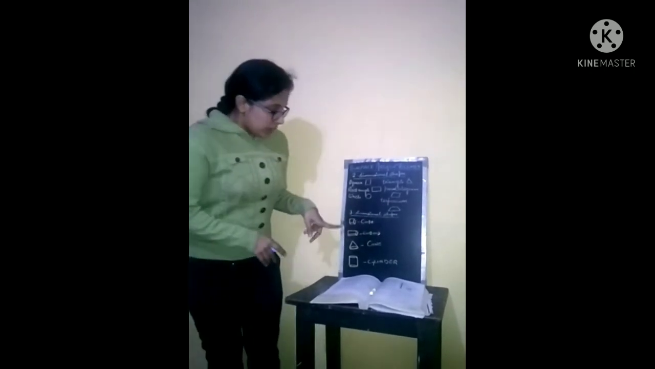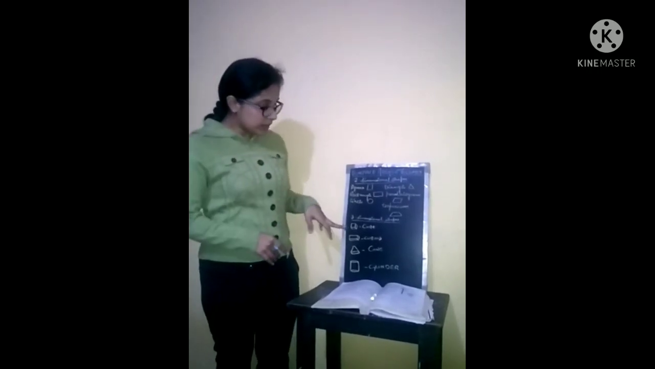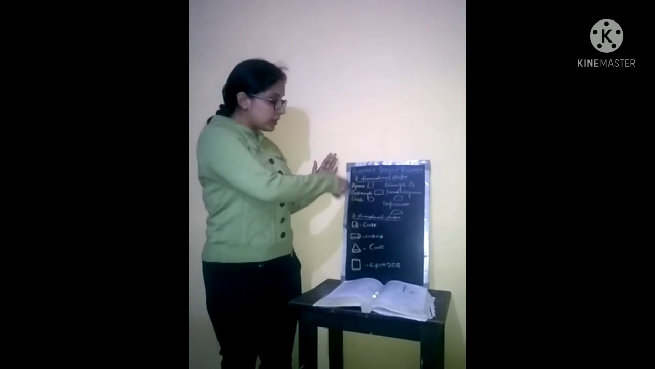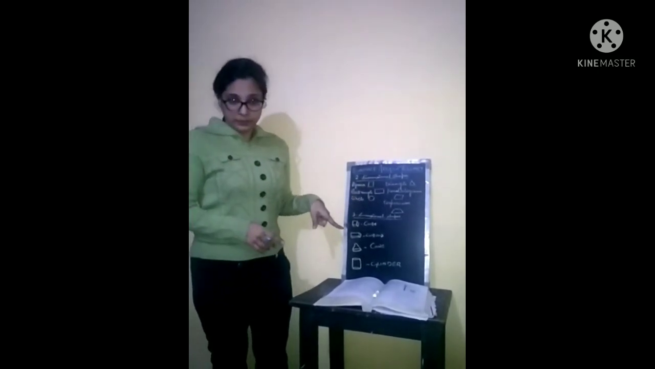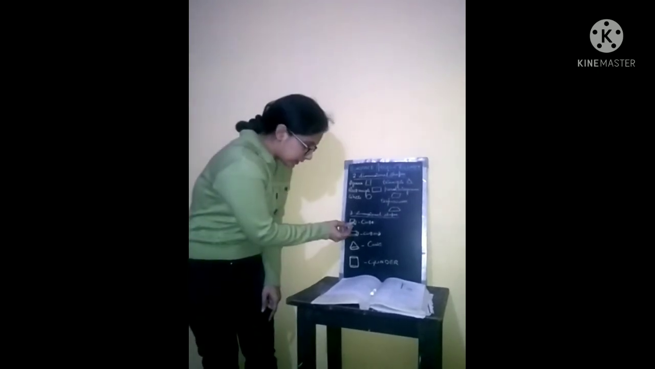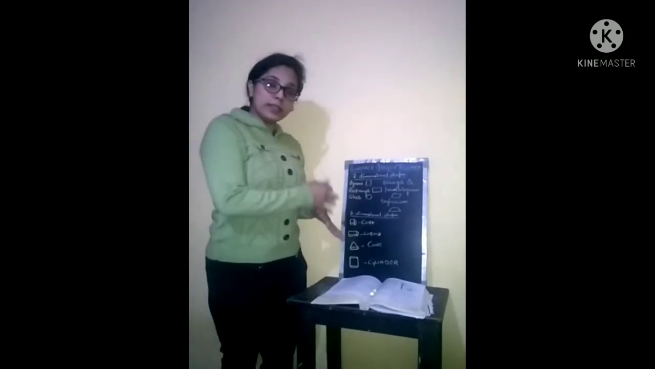So here I have written some three-dimensional shapes. This is a cube. A cube is like a square. In a square all the sides are equal, so in a cube all the edges are equal. We will not call them sides here. These are called the edges. So a cube has all equal edges.